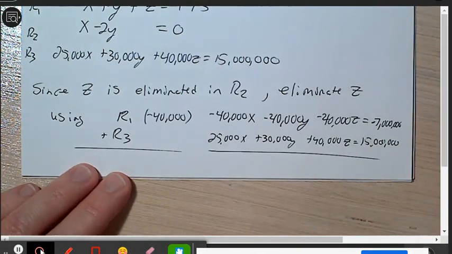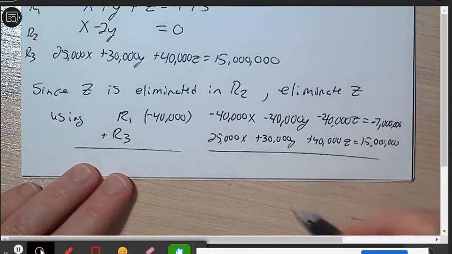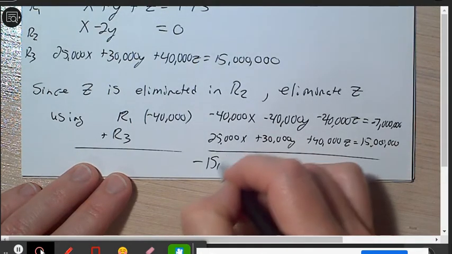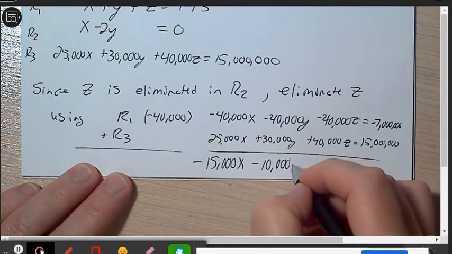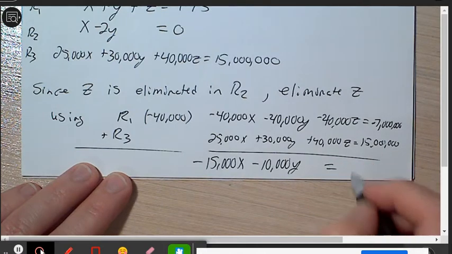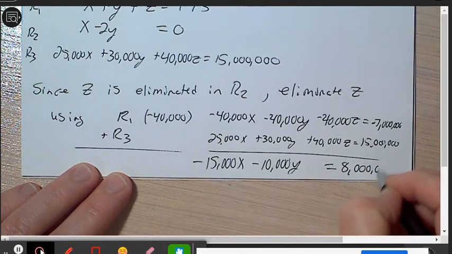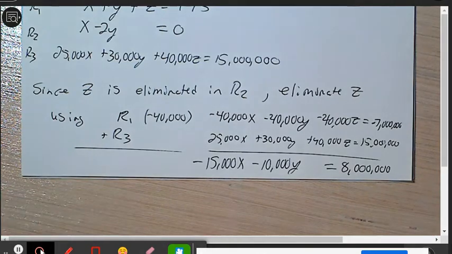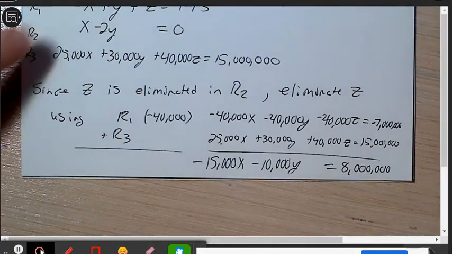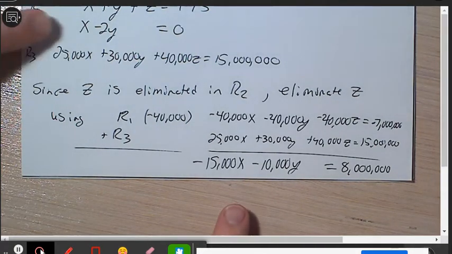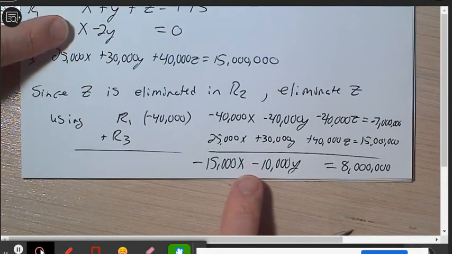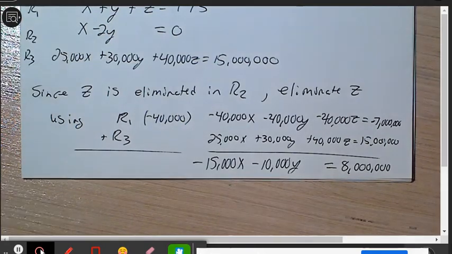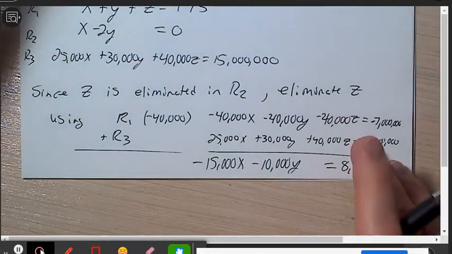Okay, the good news is when we do that, we're going to have a little bit more room because the z's will be gone. So we've got negative 15,000 x, negative 10,000 y equals 8 million. Okay, so we eliminated z, and again, we already had z eliminated with row 2, so now we're going to take this small equation and this now big equation, and we're going to use these two equations to eliminate either x or y. It doesn't really matter when we get down to that one.